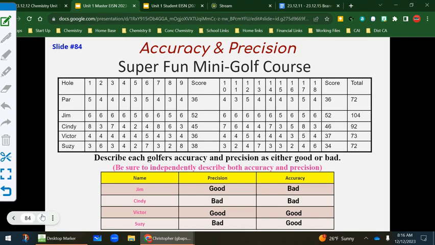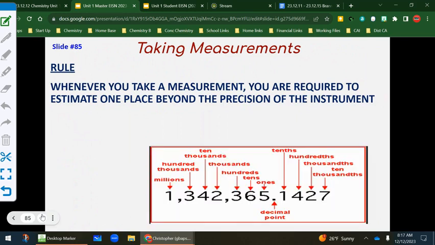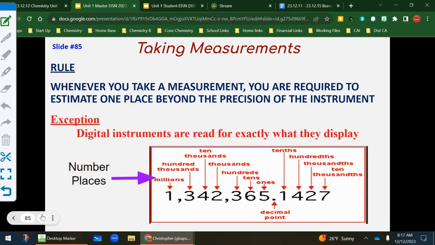Questions? Okay. Now, we're going to get into this today, and then I'm going to give you some time to work on your worksheet in just a few minutes. But whenever you take a measurement, ladies and gentlemen, you are required to estimate one place beyond the precision of the instrument. We said precision was determined by the instrument you used to take a measurement. In precision, we're talking about a place: hundreds, tens, ones, tenths, hundredths, thousandths. So we're talking about the number of places.